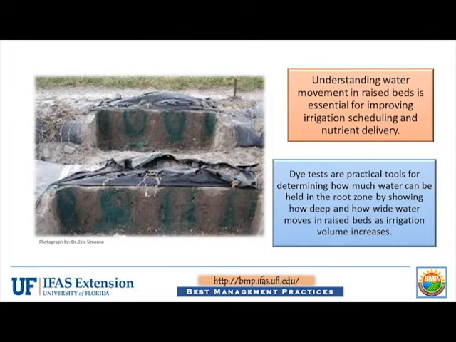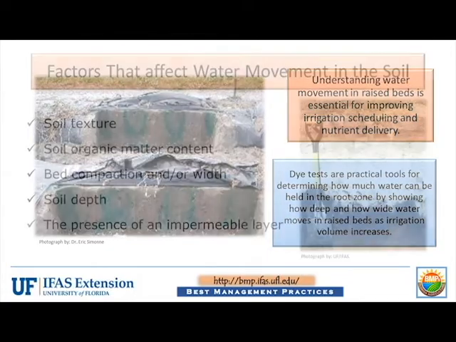Dye tests are practical tools to determine how much water can be held in the root zone by showing how deep and how wide water moves in raised beds as irrigation volumes increase. This information is then used to determine how to split irrigation events and better manage water and nutrients.